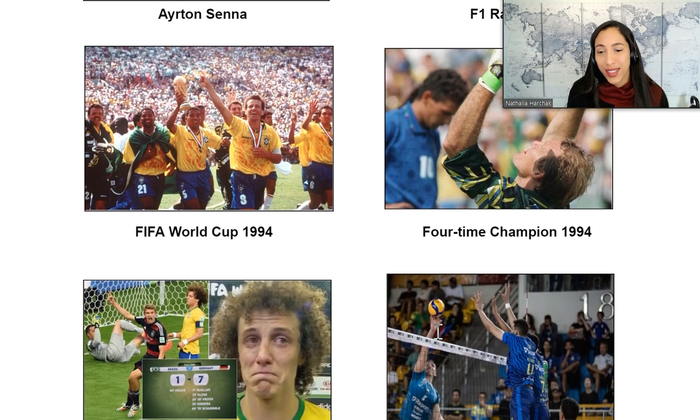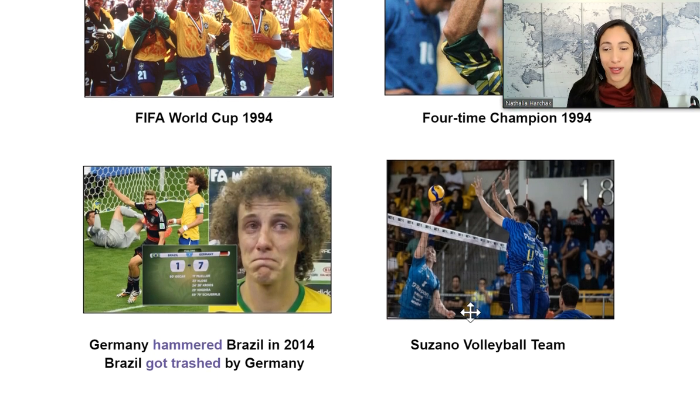And well, we were super happy in 1994, but in 2014 there was a home game. It was another FIFA World Cup, and it was held in Brazil. This event was held in Brazil, meaning it happened in Brazil, and Germany hammered Brazil. Brazil got trashed by Germany. What does this mean? This means that Germany scored a lot of points and Brazil didn't. So it was a terrible, terrible loss. Brazil was really defeated. Germany scored 7 goals and Brazil scored 1. It was terrible.